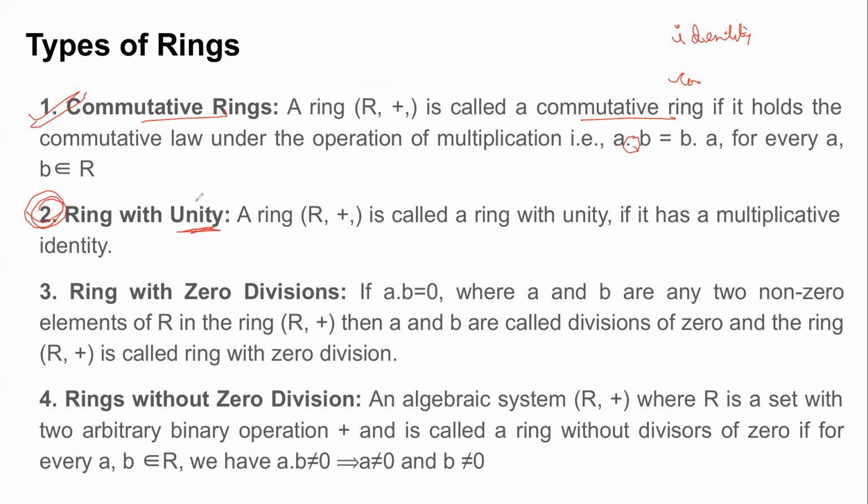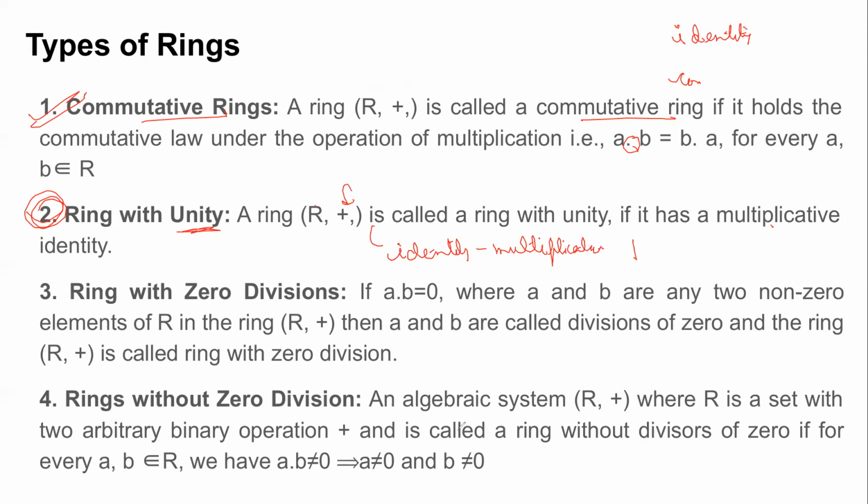Why unity ring? Can anyone recall what is the identity element for multiplication? Yes, class? Very good, it's 1. So if your ring R defined on addition also has an identity element under the multiplication operation, such a ring is known as a ring with unity.